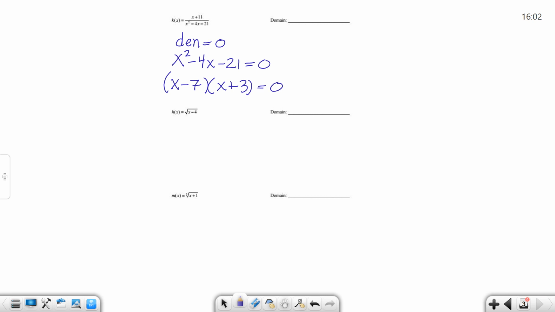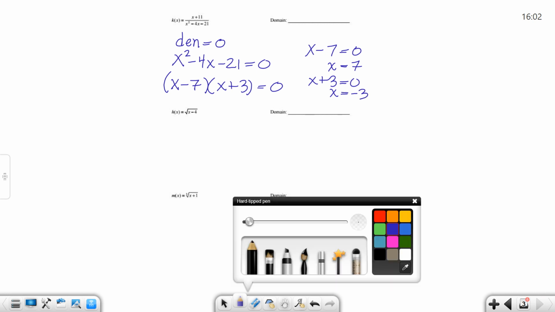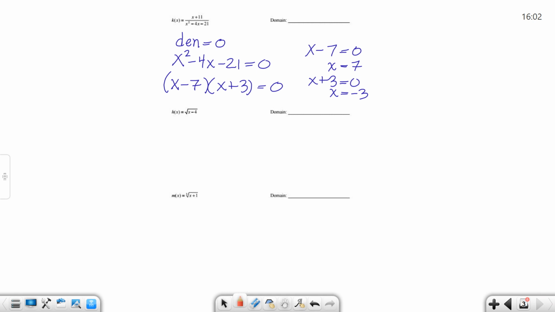Okay, that's how it would factor, x minus 7 and x plus 3. I need to set both of those factors equal to 0. So solving it out, x would equal 7 and x would equal negative 3. Now remember, those came from the denominator, so those make the denominator equal 0. That would give us something undefined.